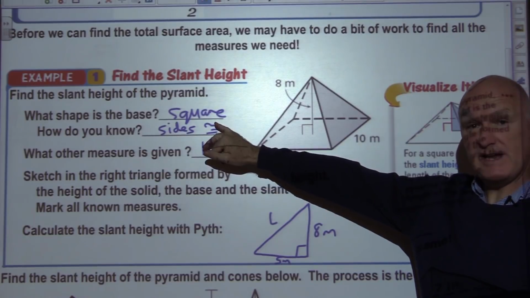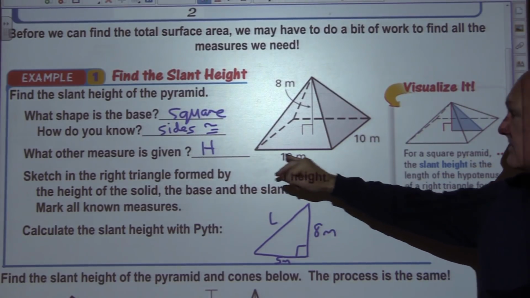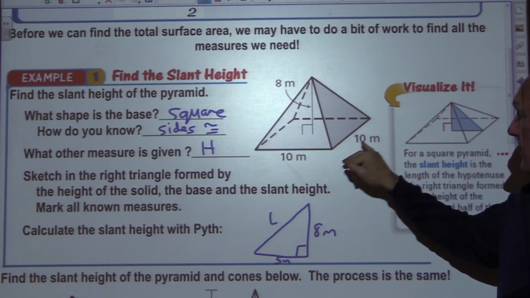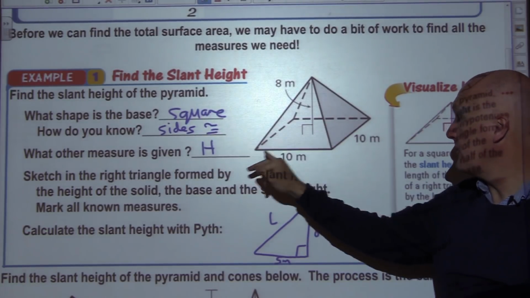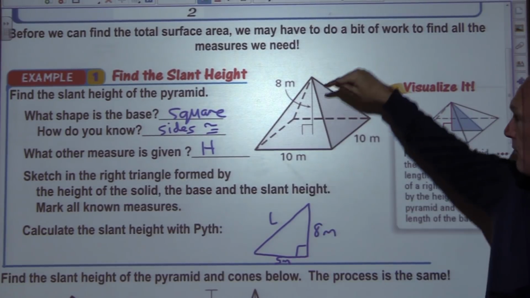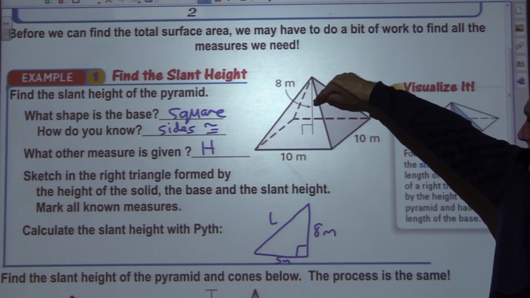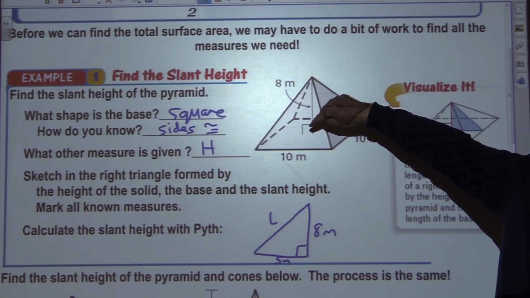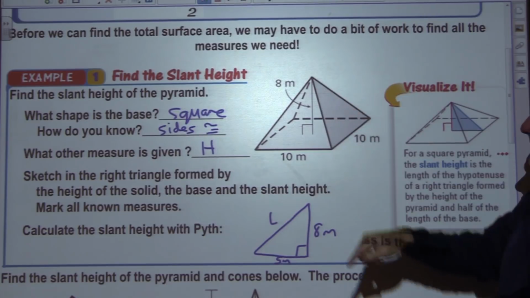What shape is the base? You can all write in your notes, this is a square. How do we know it's a square? Simply because these two sides here are congruent, so that gives us a square. What other measurement is given? Well, we've got this height from the vertex to the center of the base. That is not the one we need. We need L, which is our lateral height.